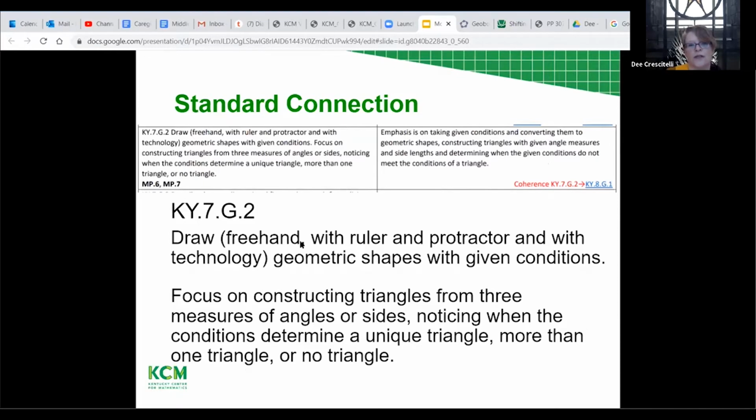The standard specifically here is to draw freehand, with ruler and protractor, and with technology, right? Shapes with given conditions. So you give them conditions, you give them constraints, and see what they can do with it. They also want to focus on triangles specifically, right? And notice when they determine a specific kind of triangle, and we care about those types, but also that sometimes no triangle is possible. And so giving them opportunities where they see examples of different types, but also non-examples, is really important.